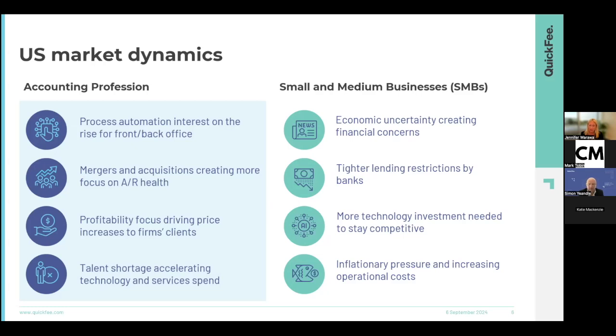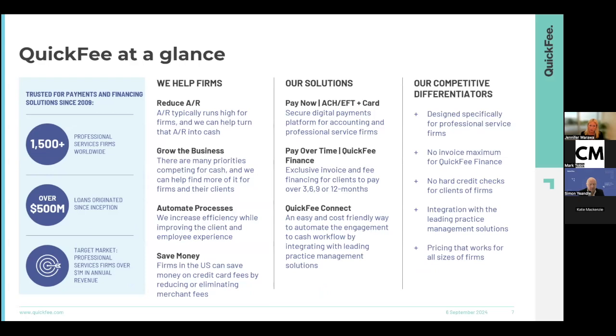Why is all of this market information so important to Quickfee? Well, let's take a look on the next slide. When we look across our customer base as to why they work with Quickfee, or when we win a new customer, it typically boils down to one of 4 reasons, and sometimes a combination of these. First, they want to reduce their accounts receivable, or AR. AR is typically one of the highest line items on a firm's balance sheet, and we help turn AR into cash. Second, they want to grow their business.